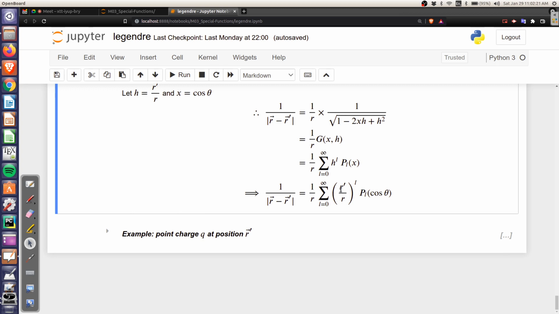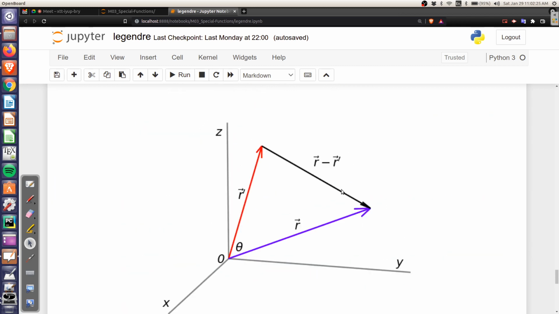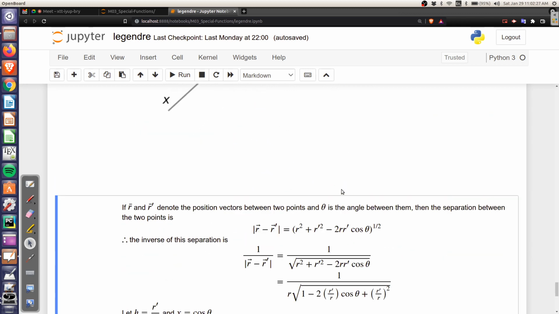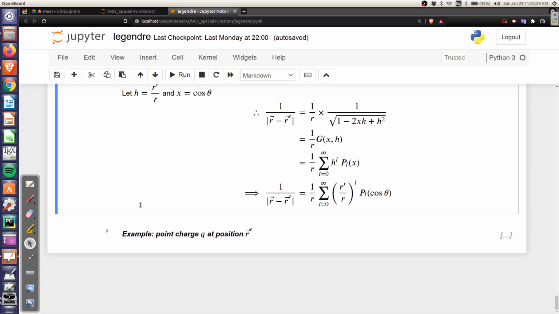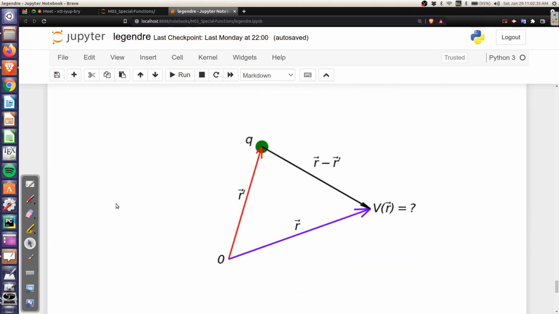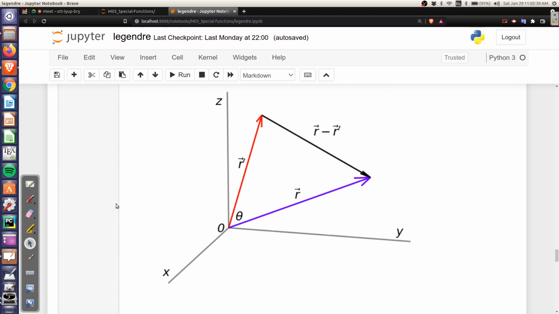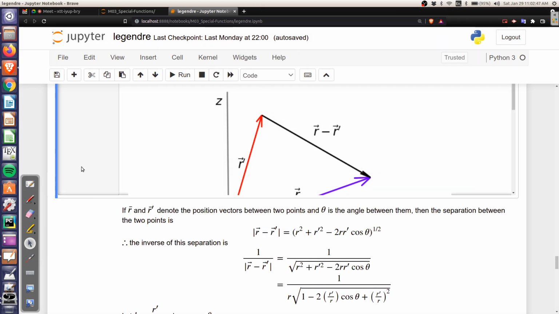Yes, sir. Okay, so now you might be wondering, why are we trying to find out the inverse distance, right? Because what could be the practical application of this? Yes, there is a physical application. The physical application is, if I want to find out the potential due to a charge. Okay, so let us say the same scenario. It is exact same scenario. What I did was, I put a charge here. Okay, I put a charged particle here, and I want to find out what is the potential at this point.